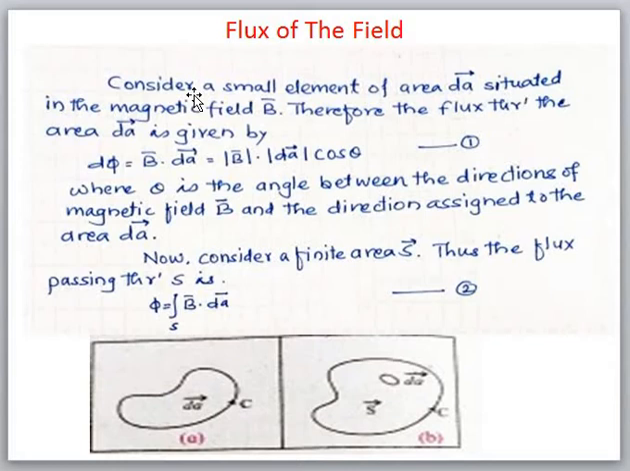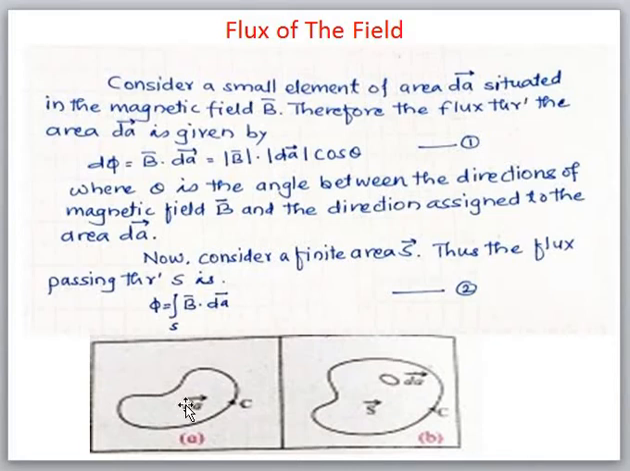flux. Consider a small element of area dA bar. This is the small element of area dA bar. It is a vector quantity. Its direction is determined by the right hand screw rule. If this area is traversed in anti-clockwise sense, that is in counter-clockwise sense, then the direction of this area vector dA bar is outward, that is towards the reader.